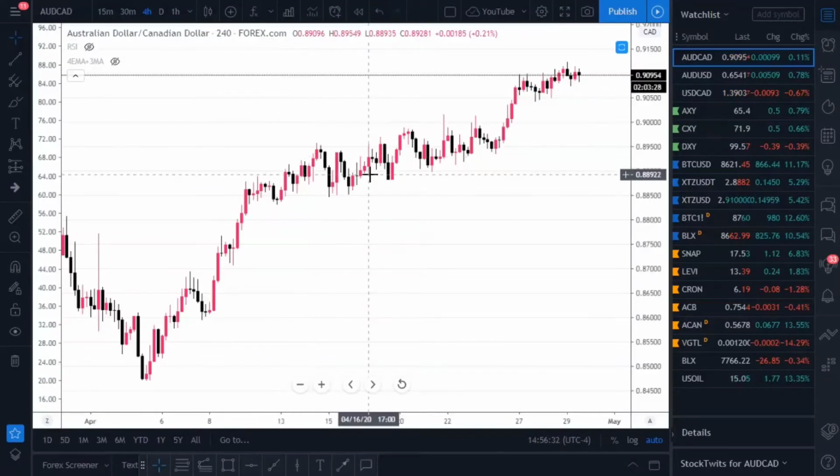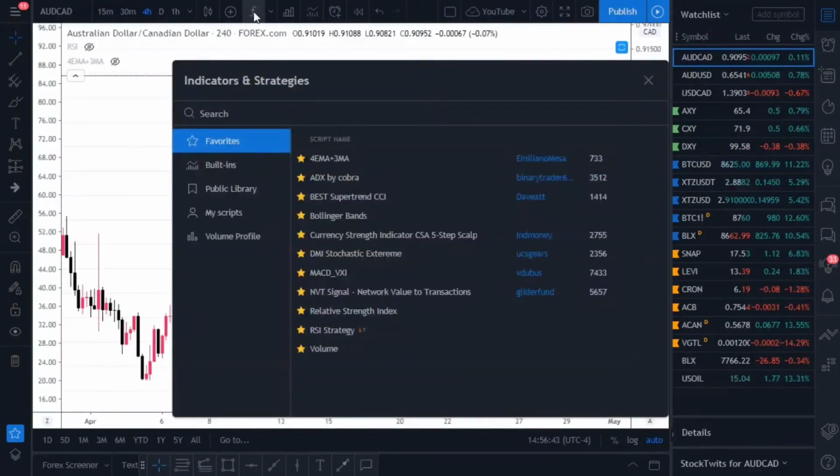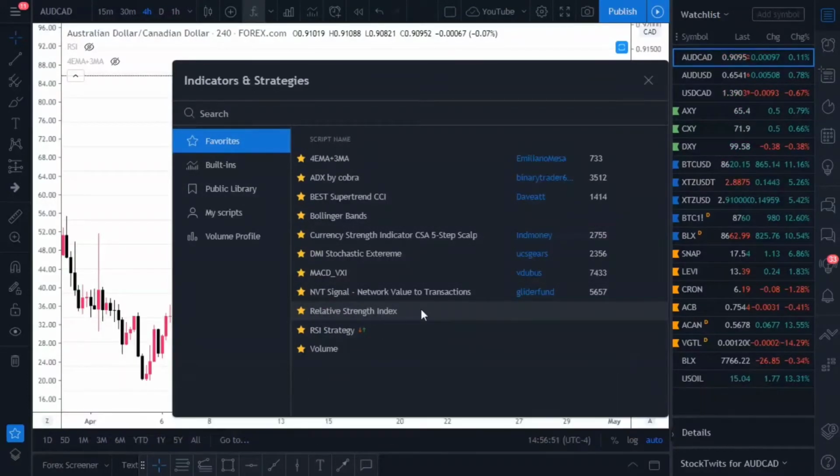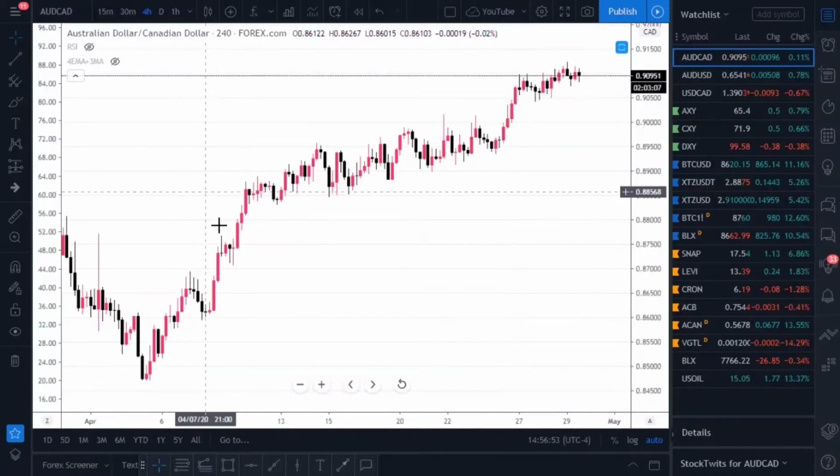Okay, so let's take a look at RSI and the settings that I use. So at the top in the indicators and strategies tool, well, I'll just do it the long way. If you have favorites set up, then it'll be here. If not, just click search and type in relative strength index, and that's going to put this on your chart.